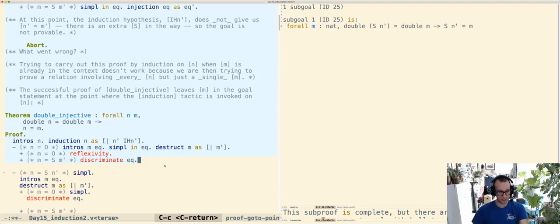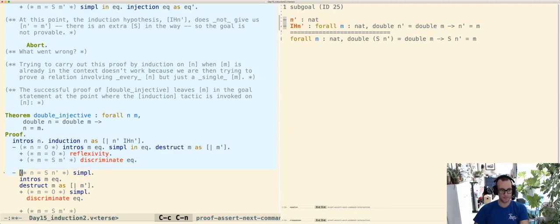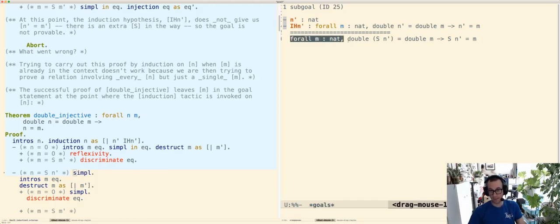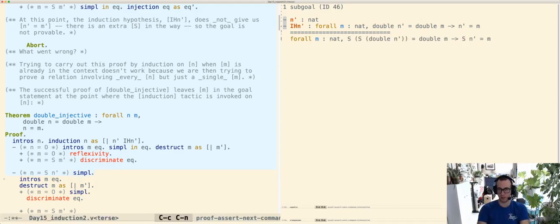Okay, great. Now let's look at what the story is here. Let's see what we have. Our IH is almost exactly what it was, except for this one new part. Because we hadn't introduced m, this is still universally quantified. It's for any m. So you might look at this part here and be worried, saying, well, that m, it's still a fixed m, but it's not fixed. This is any m. It just happened to have the name. Now our goal is for any m, double Sn prime equals double m implies Sn prime equals m. We can introduce all this. I'm going to simplify here just to make things a little simpler.